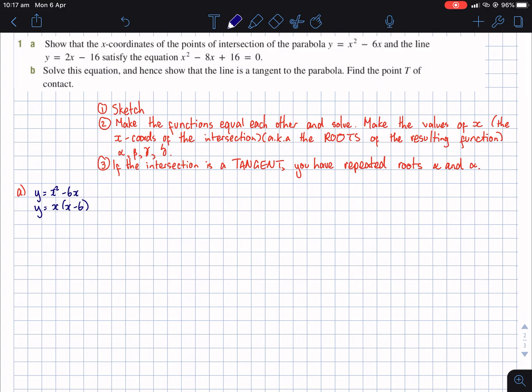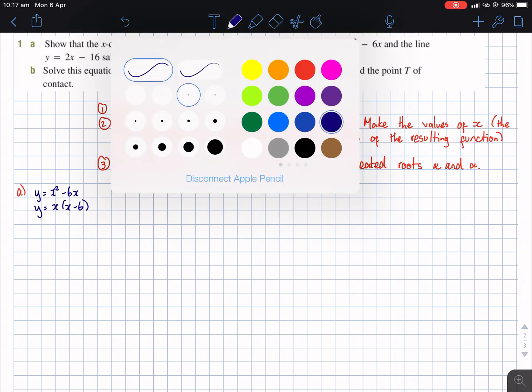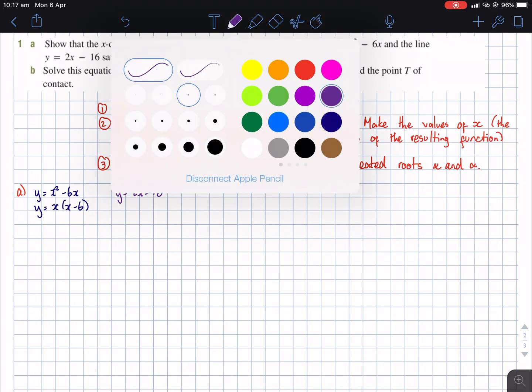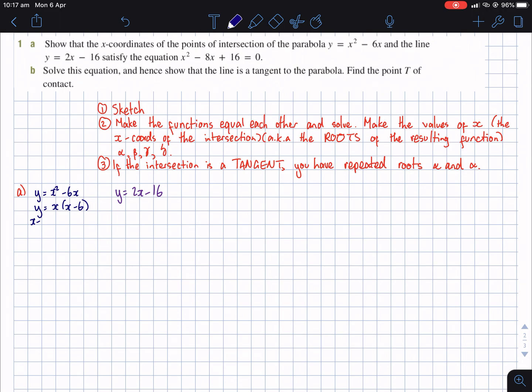And I've also got, and I'm going to do this in a different colour, y equals 2x take 16. So that's a straight line. Its y-intercept is negative 16. Its x-intercept is when 0 equals 2x take 16, so x will be 8.